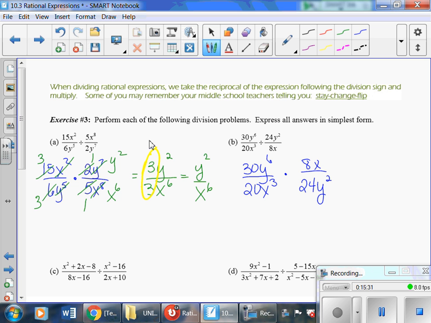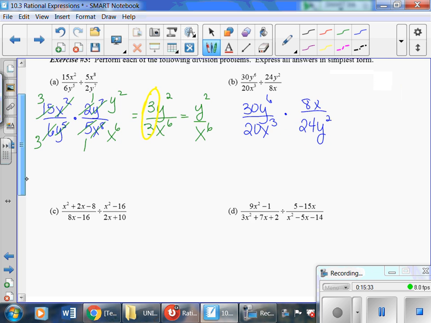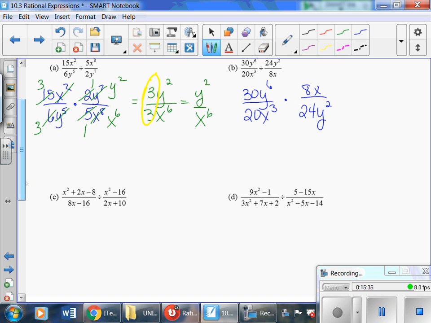And again, you don't have to always come up with the right things on the first try. So I can see I can divide by 10 here. So I'm going to have, so you might say, well, I've got 3y to the 6th over 2x to the 3rd times. Now 8 over 24 reduces to 1 over 3. So I get 1x over 3y squared. And now you can see, well, I can cancel out these 3's. And I have x cubed.